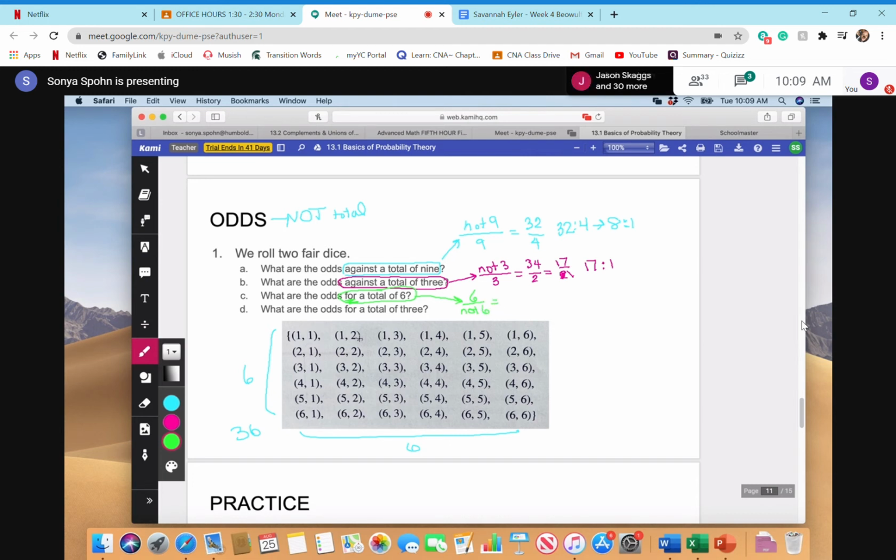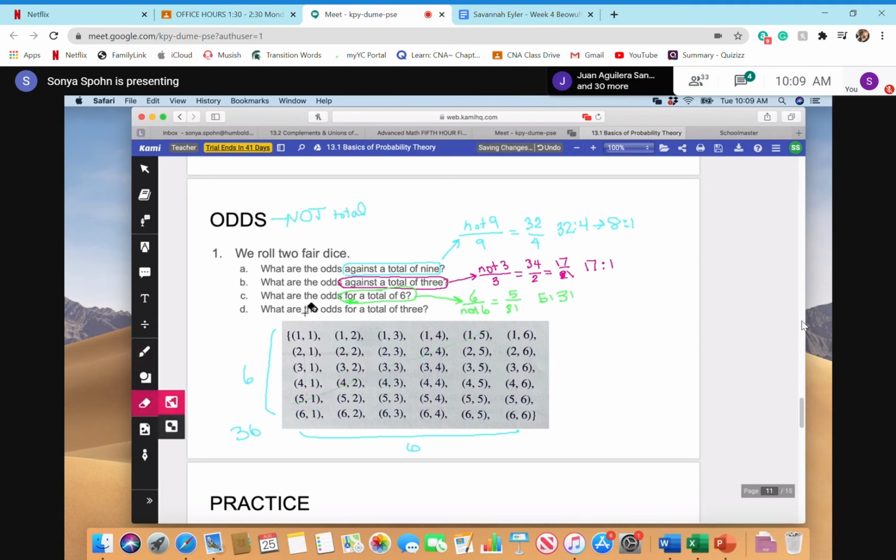So you go back through your chart. You go, how many equals 6? Well, here's my 5 and a 1 and a 4 and a 2 and a 3 and a 3 and a 2 and a 4 and a 1 and a 5, right? All of these add up to 6. There is 5 of them that add up to 6. If there was 36 total, that must mean 31 did not add up to 6. This cannot simplify, and you would just write your odds 5 to 31.